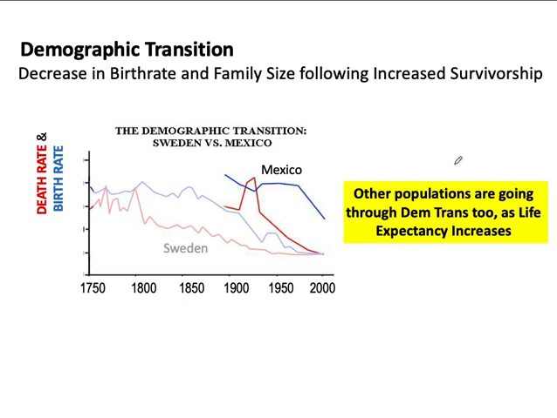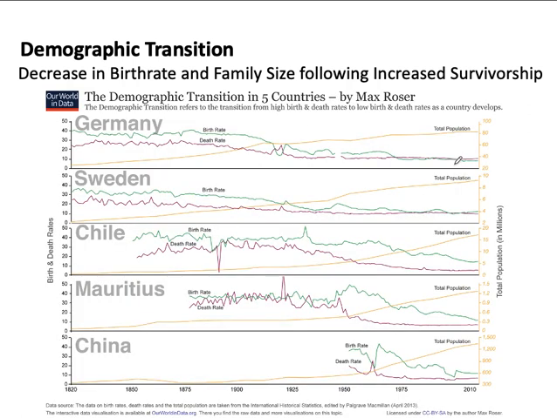And so other populations around the world are going through this demographic transition as well, particularly as life expectancy increases. And so here is some data from 5 different countries going through demographic transitions. And so stochastic factors, like random factors, historical factors, political and social factors, all will influence the timing and pattern of the demographic transition in different populations around the world.